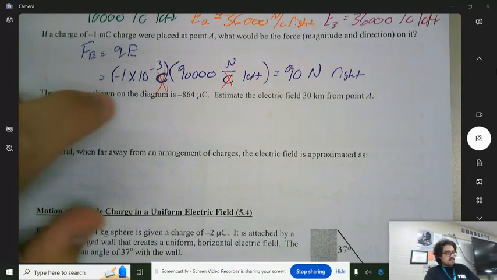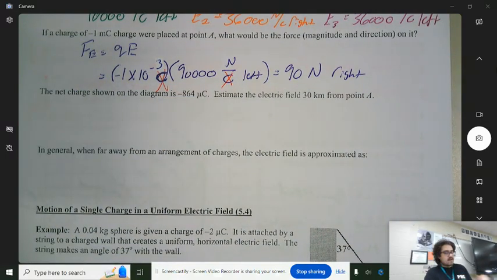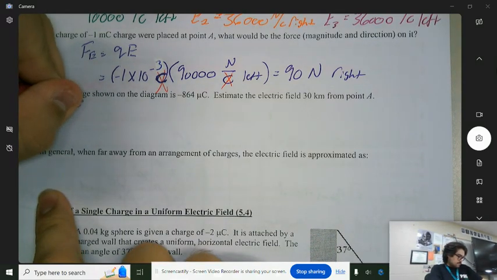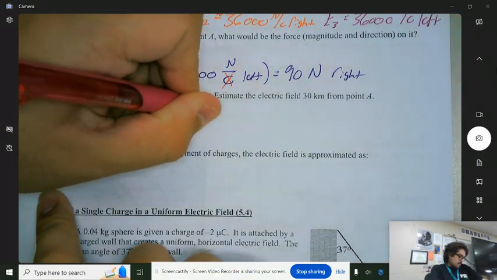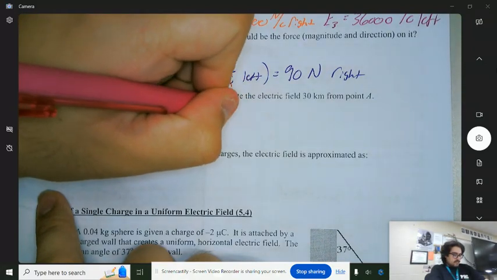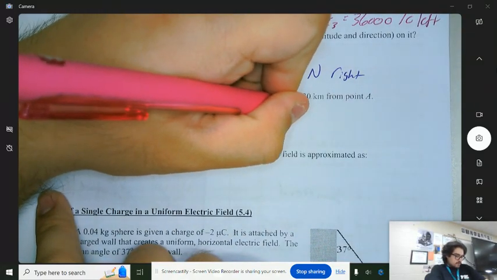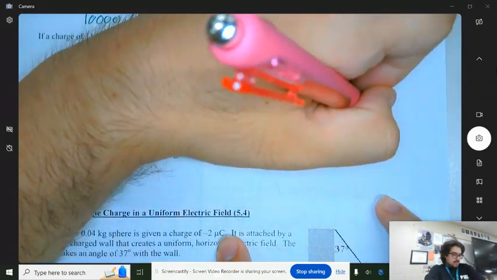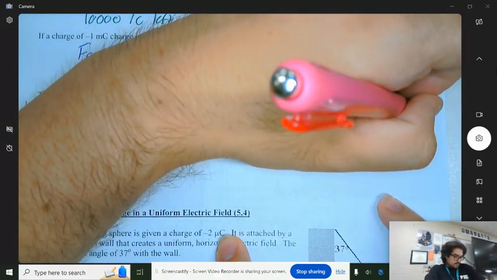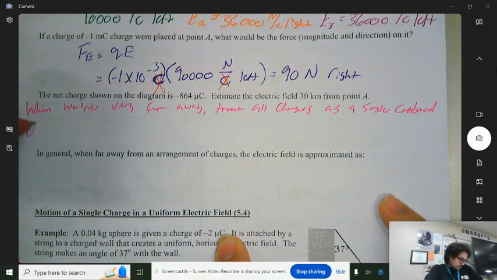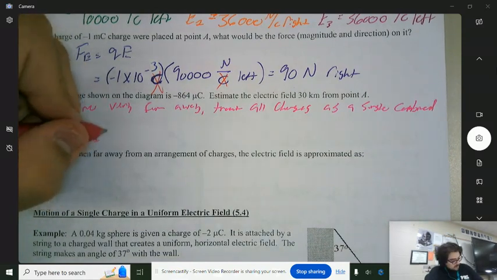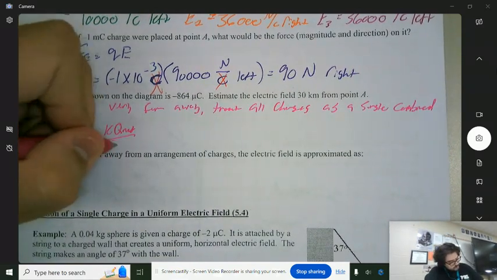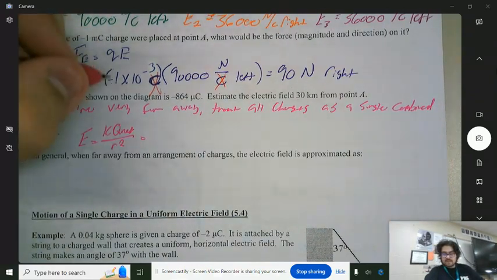The net charge shown on the diagram is this value. Estimate the electric field 30 kilometers away. When we're very far away from a charge, we can treat all charges as a single combined charge. So that's going to be E equals KQ net over R squared. So we'd plug everything in.